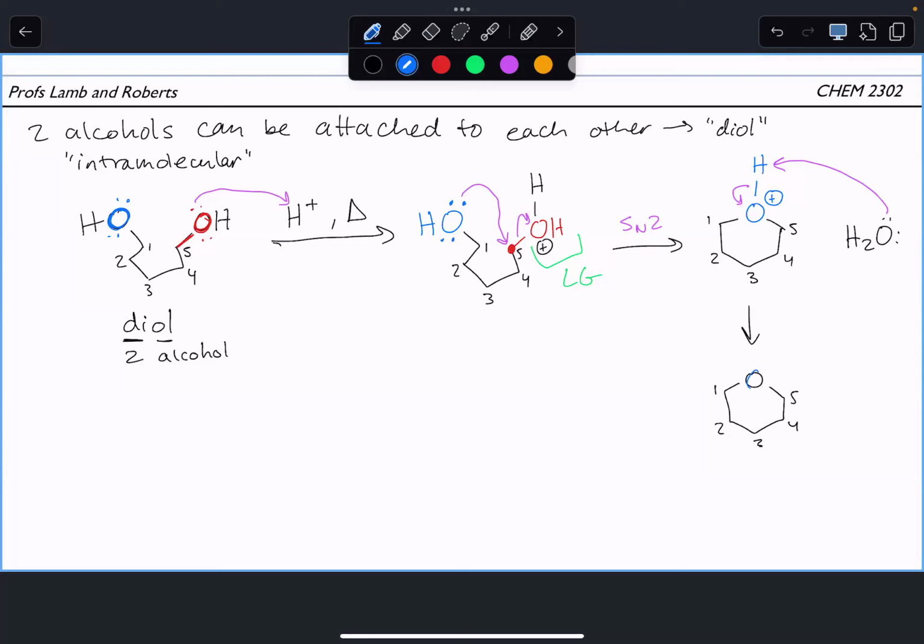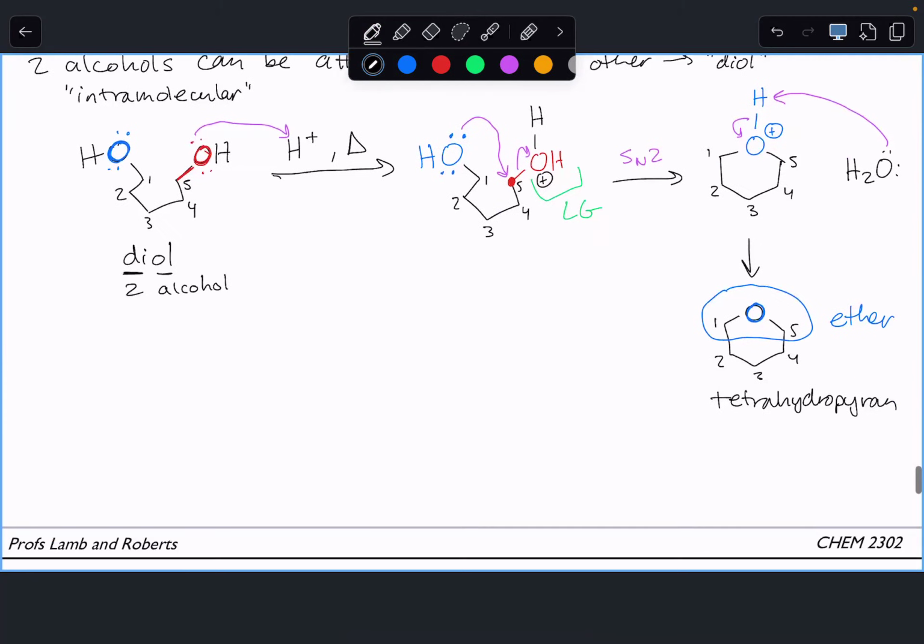Okay, so this blue oxygen is the one that's in the ring. This right here is that ether functional group. So this is called tetrahydropyran, the name of that molecule. Might be similar to tetrahydrofuran, THF, the solvent.